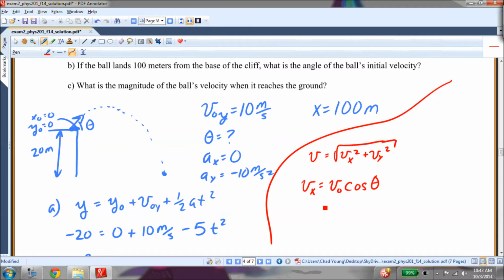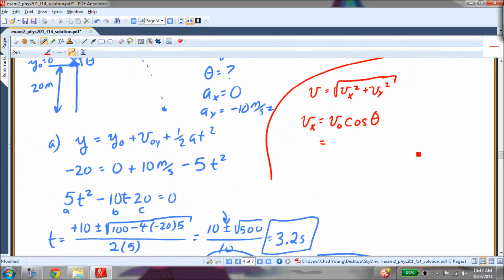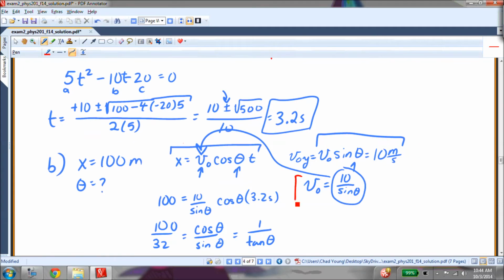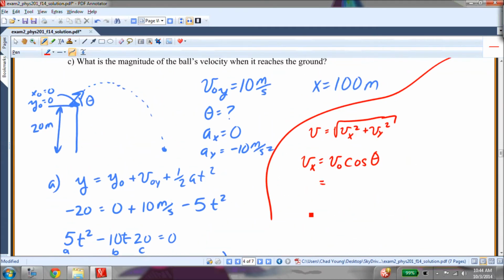Okay, I now know that theta is equal to 18. I need to find now V naught. If I go back down over here, I already had an expression. V naught is 10 over sine of theta. Or you could do 10 over tan 18. So I'll do that. Oh, that's not right. And I get 31 meters per second. All right, that's just Vx.